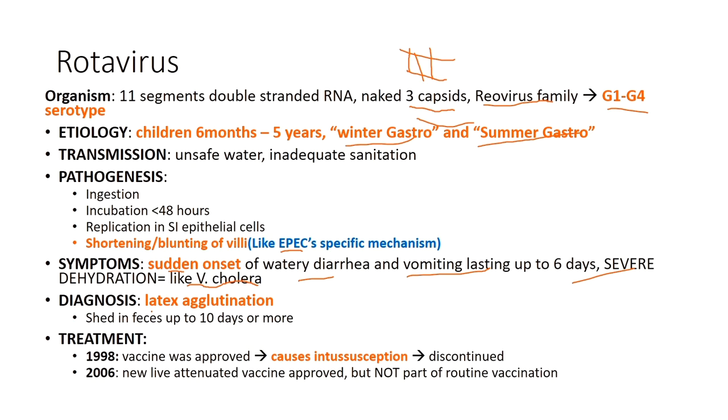So diagnosis, we can do latex agglutination. This is one of the things we can do for quite a few viruses, and this is one we can do it with. It used to have a vaccine, but it caused intussusception, so we stopped that. Now we have a live attenuated vaccine. It's approved, but we don't use it routinely. So if someone says, oh, I'm up to date on my vaccinations, it doesn't mean that they didn't have rotavirus. So don't rule that out unless you can from the rest of the stem.